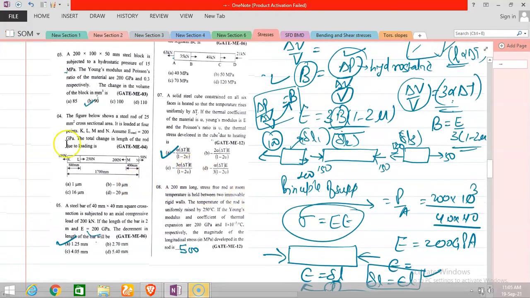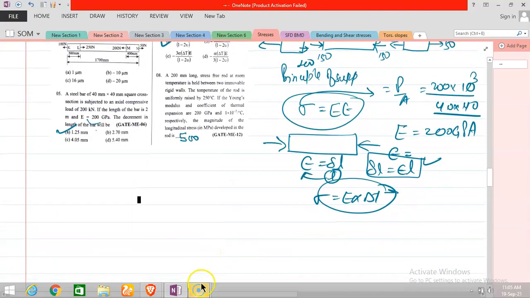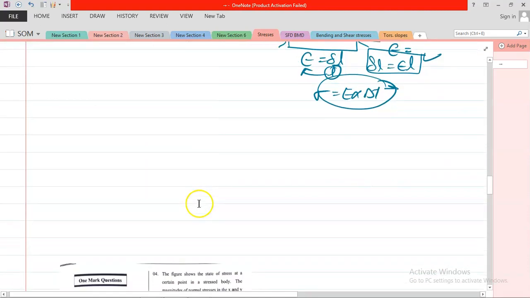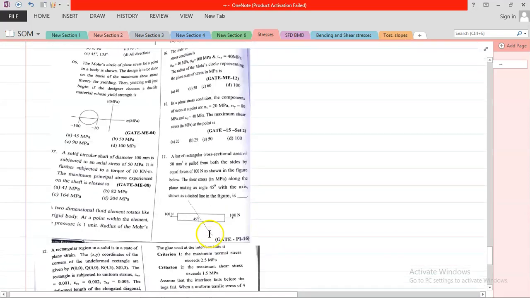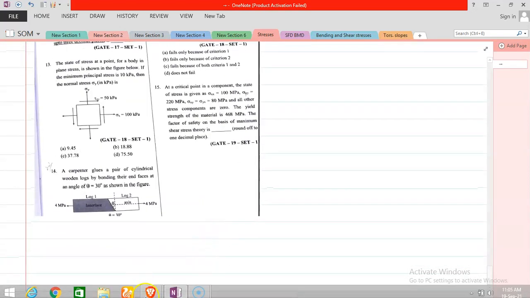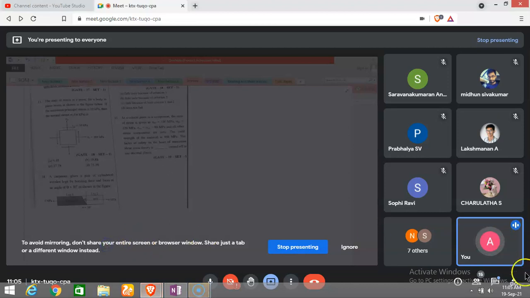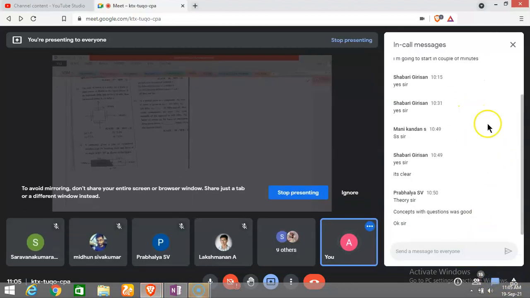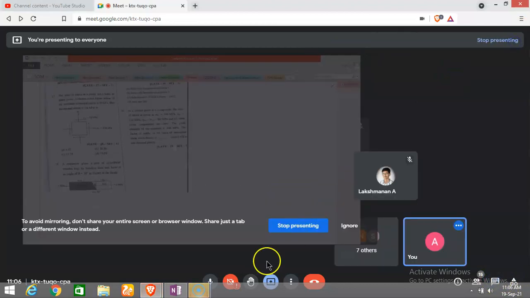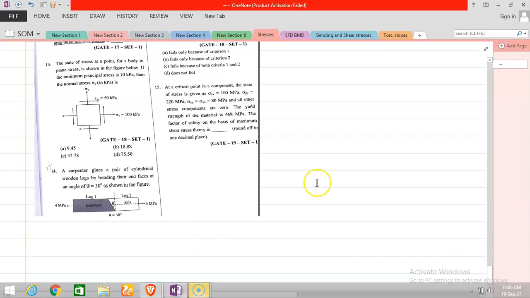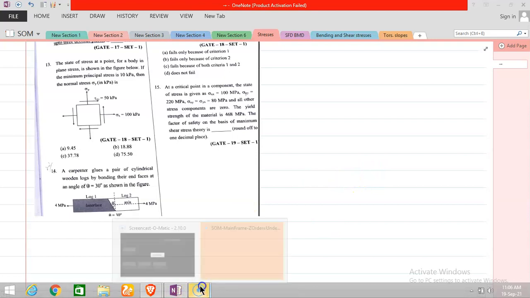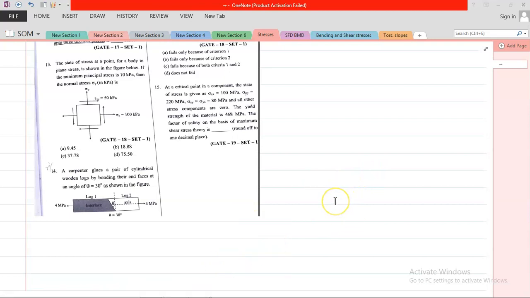Up to here, this is for the simple stresses. Now I am going with the Mohr circle. It is a complex stresses, and these are the Mohr circle problems. So just like someone said, discuss the concept then question. I am going to discuss the concept, revise the concept of Mohr circle. Then I will go with the questions of the previous year GATE. So this will be helpful, I think.